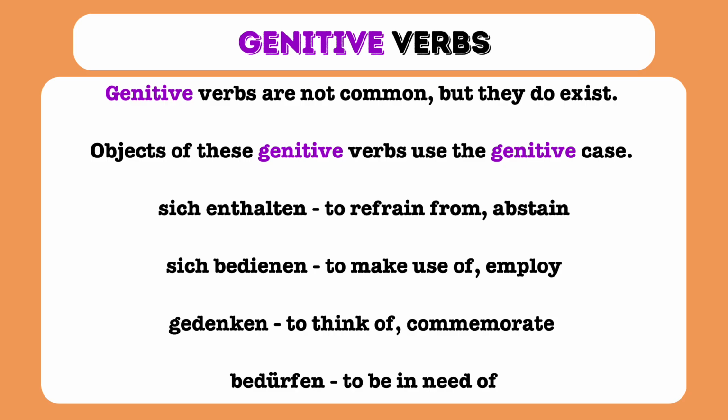These, of course, use the same thing as what the dative verbs did, which means that the object of these verbs is used with the genitive case. Here's a very, very short list of them. Sich enthalten, to refrain from or abstain. Sich bedienen, to make use of or employ. Sich gedenken, to think of or commemorate. And bedürfen, to be in need of.